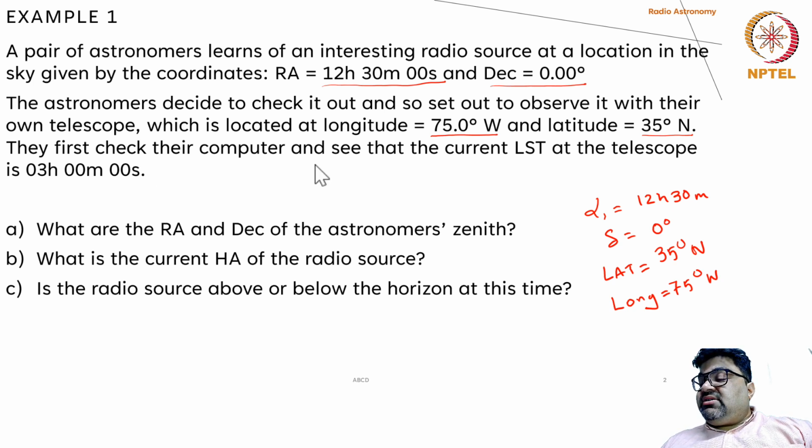They first check their computer and see that the current LST at the telescope is 3 hours. So LST is also given, equal to 3 hours. So what are the RA and the declination of the astronomer's zenith?